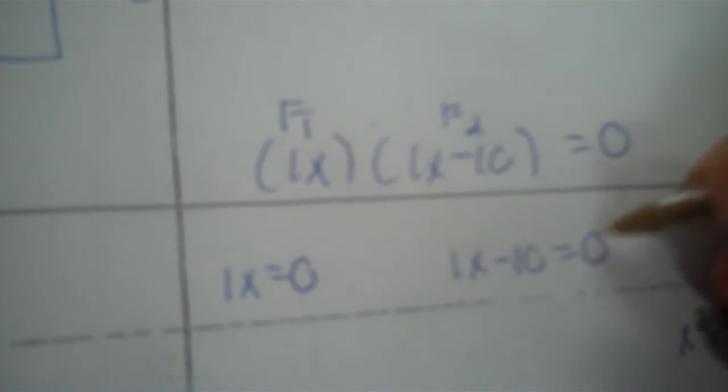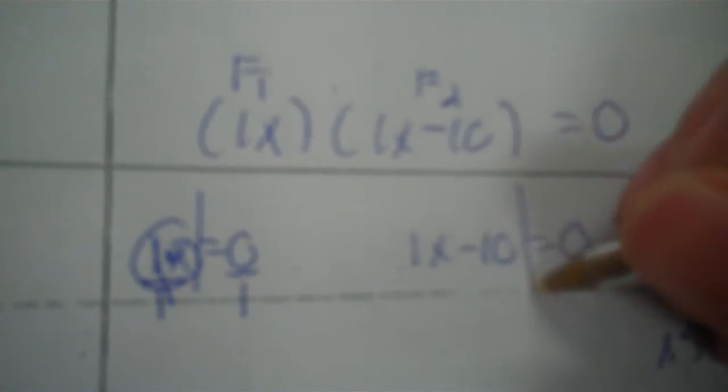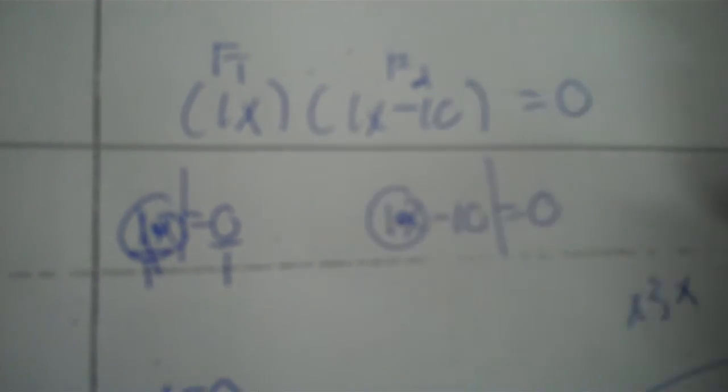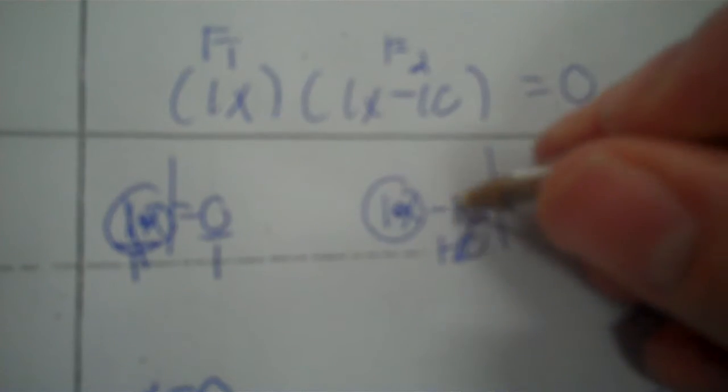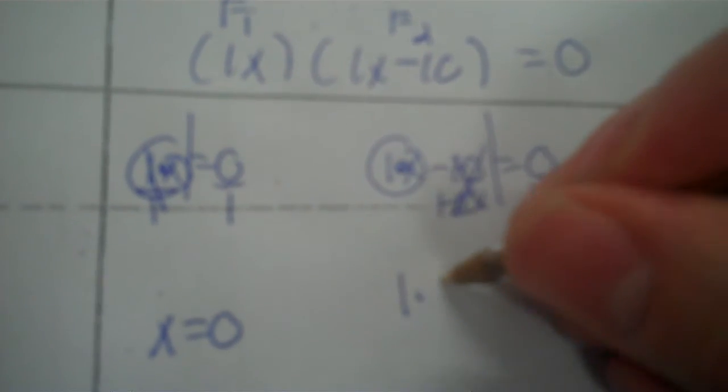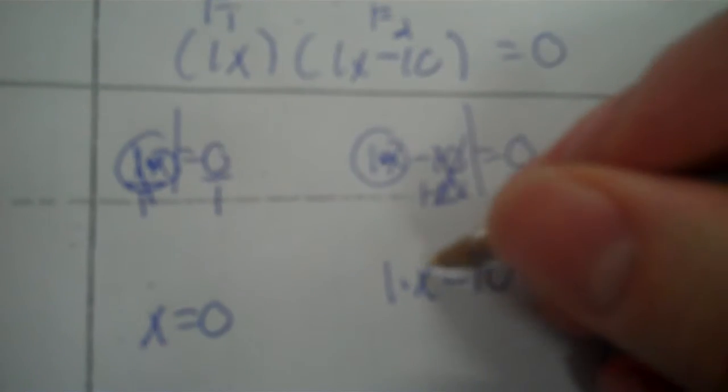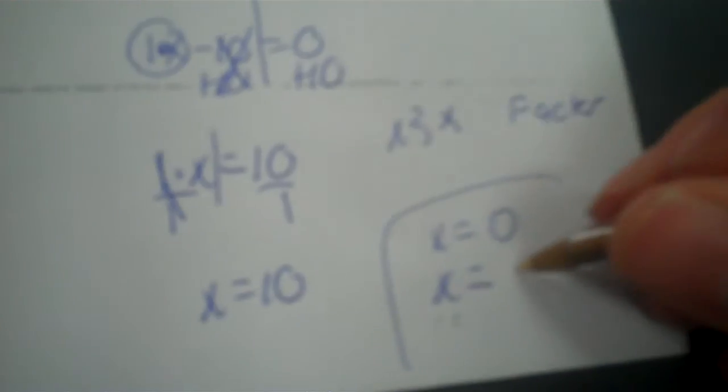So you have f1, f2. So 1x could equal 0, or 1x minus 10 could equal 0. So here we got times 1, so we divide each side by 1, and 0 divided by 1 is 0. Over here, you got times 1 minus 10, so you need to get rid of your minus 10 by plus 10, okay? So 1 times x equals 10, and then you can divide by 1, but 10 divided by 1 is still 10. Okay, 0 and 10.